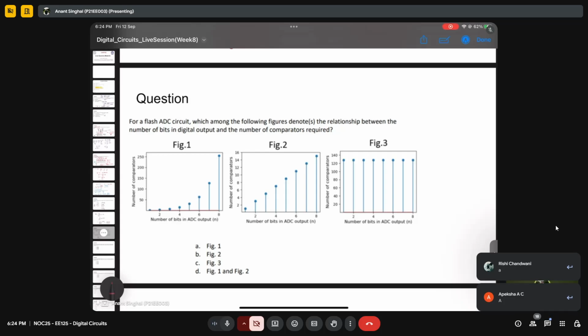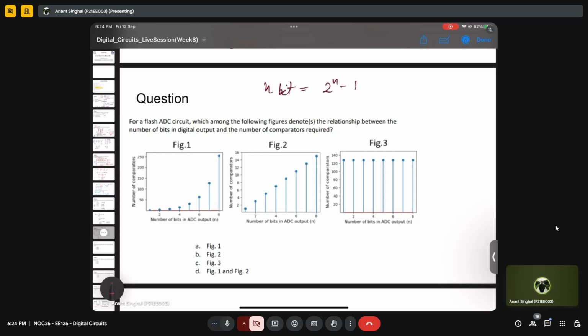We have already got the answer, which is A. So let's see. As I said, for an n-bit flash type ADC, we require 2 raised to the power n minus 1 comparators. So option 3 we can directly neglect because it is saying it is constant, so that is not possible. For 2 bits, we need 3 comparators, which is fine. For 3 bits, we need 8 comparators, sorry, 7, which is wrong. So option 2 is also incorrect.